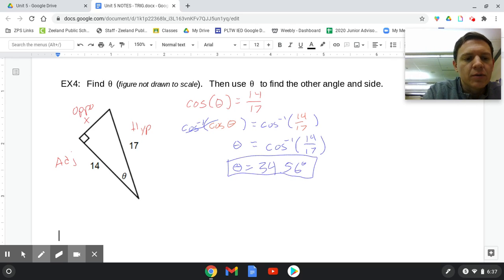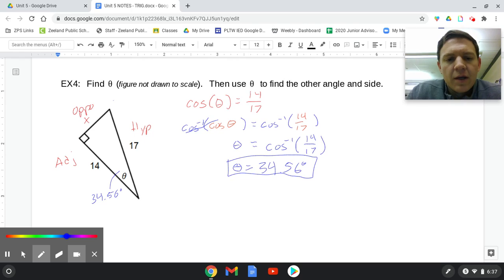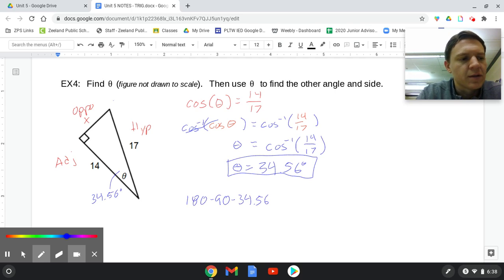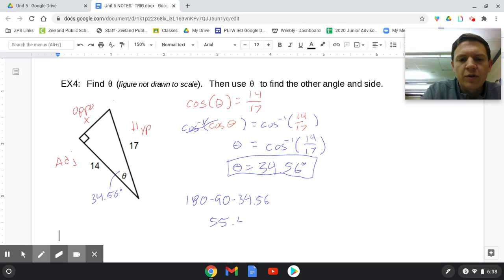So if I know that angle is 34.56, I can do 180 minus 90 minus 34.56 to get that missing angle. So I'm going to do that real quick. That gets me 55.44 degrees. So this angle is 55.44 degrees. So find the missing angle. Now I just got to find the missing side.